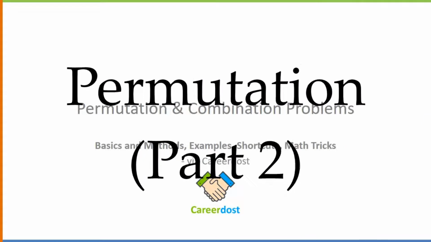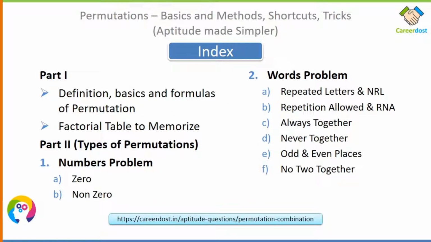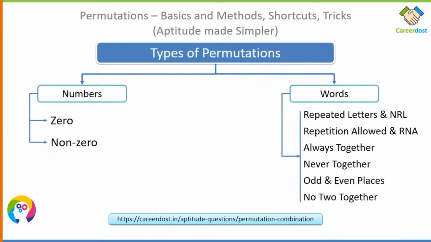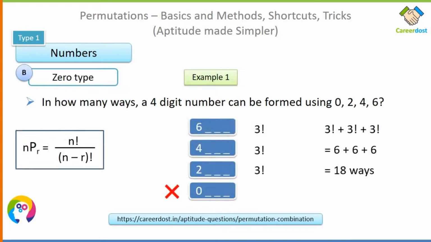So this is the second part of the permutation video series. In the first part we have already discussed definition, formulas, basic examples in permutation, factorial table to memorize. Then we discussed first type of permutation. First type was numbers, in which we discussed non-zero type and zero type permutation problems.